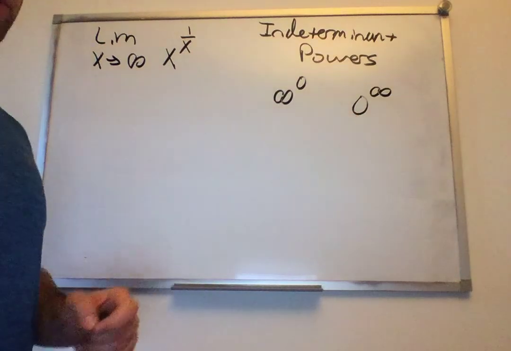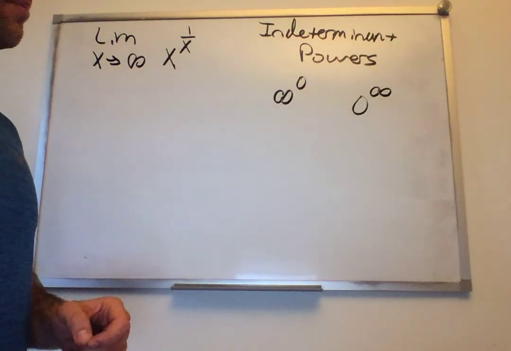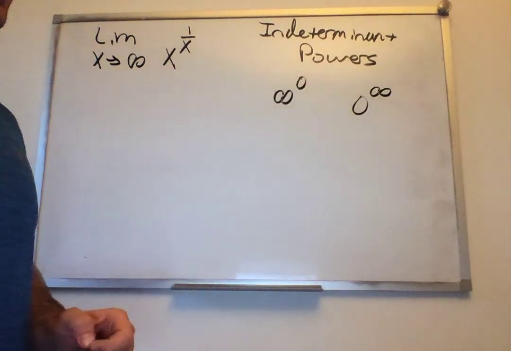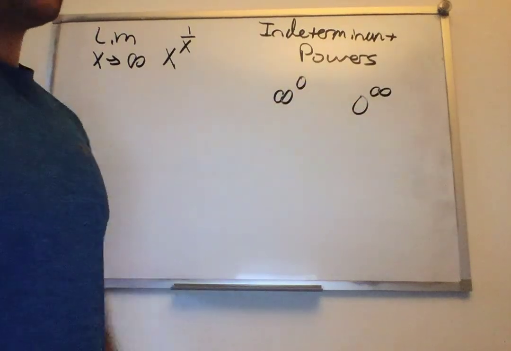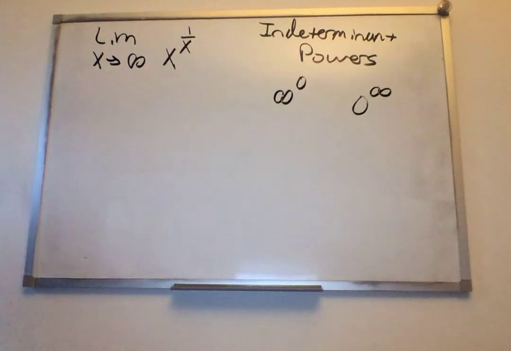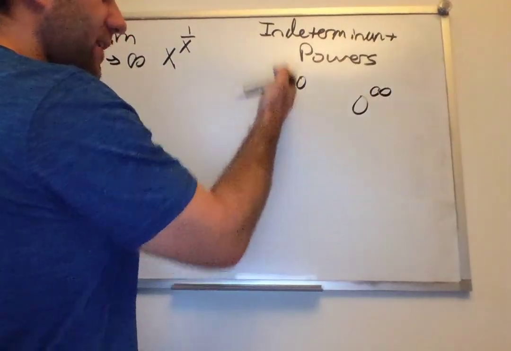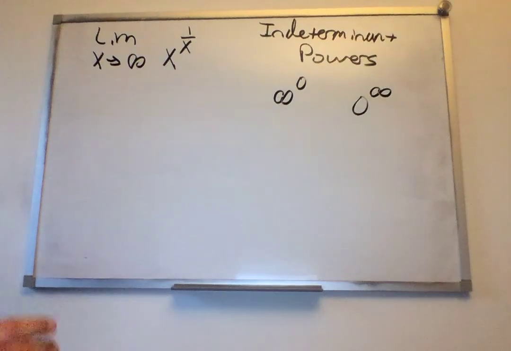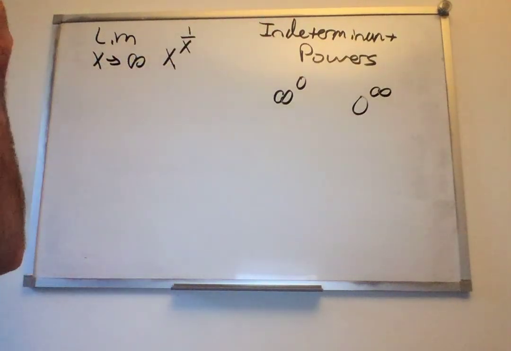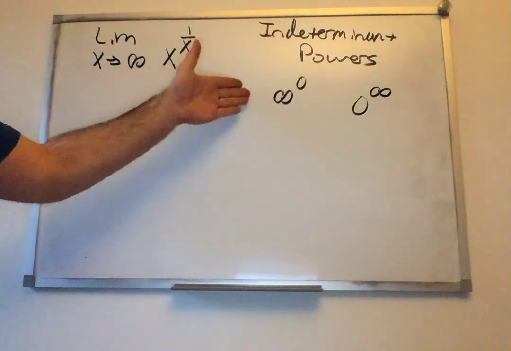Or sorry, 0 to any power is 0. It's not 1. 0 to any power is 0. But 0 to the infinite power? What if we have a bunch of zeros multiplied by each other? Should that be 0, just like infinity to the 0 power should be infinity or should it be 1? We cannot define the actual number. That's why they're indeterminate.